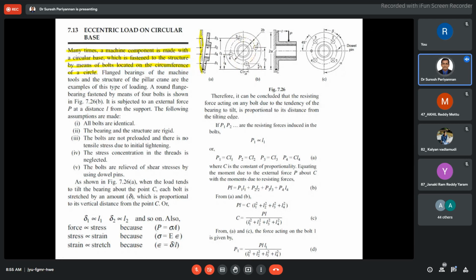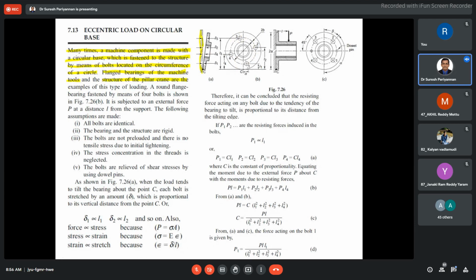Now, examples are given: flange bearings of machine tools is one example. Another example is the structure of a pillar crane, which is an example of this type of loading.